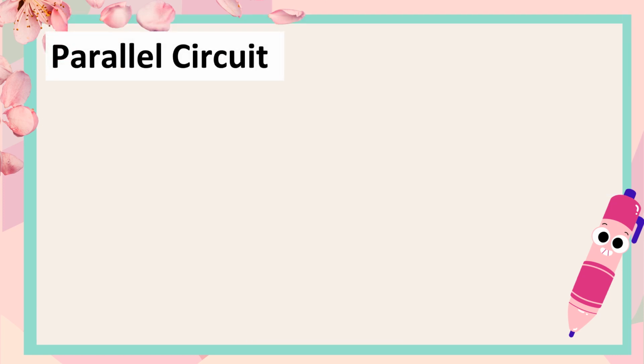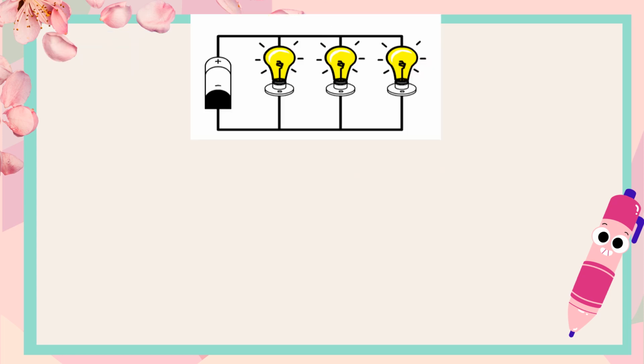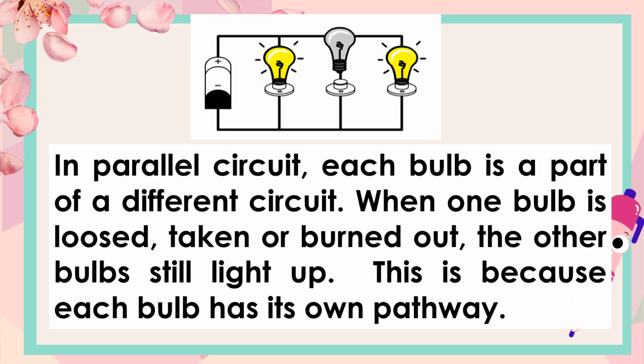Let us have the parallel circuit. The bulbs are in different loops. In a parallel circuit, each bulb is a part of a different circuit. When one bulb is loosened, taken, or burnt out, the other bulbs still light up. This is because each bulb has its own pathway.